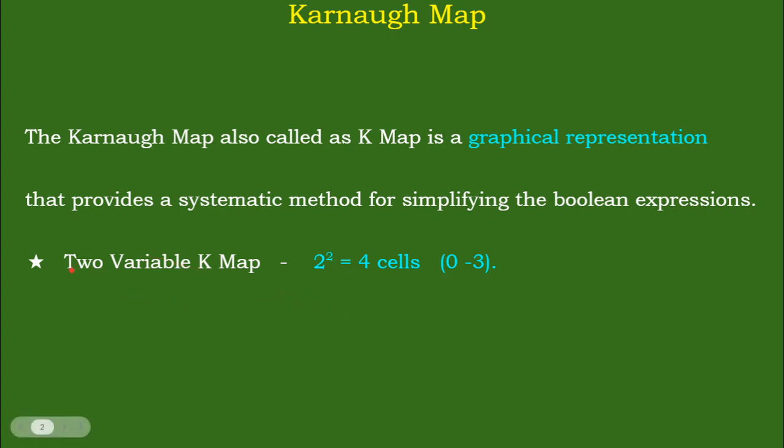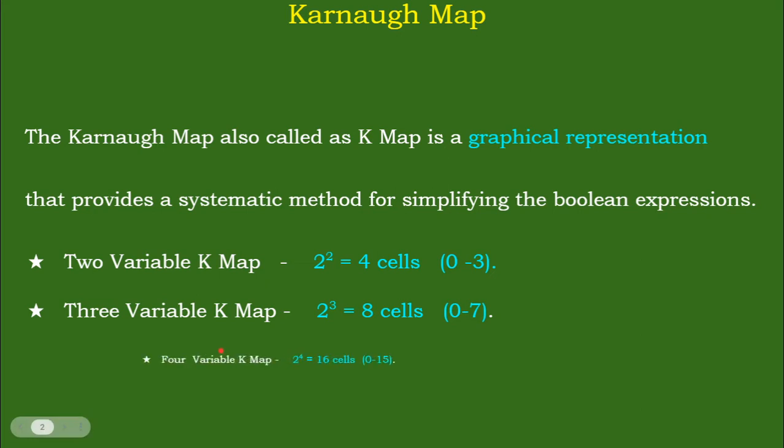So the 2 variable Karnaugh map has 4 cells, which is 2 power 2, ranging from 0 to 3. And then the 3 variable Karnaugh map has 8 cells, 2 power 3 is equal to 8, ranging from 0 to 7. And the 4 variable Karnaugh map has 2 power 4, 16 cells, which is 0 to 15.